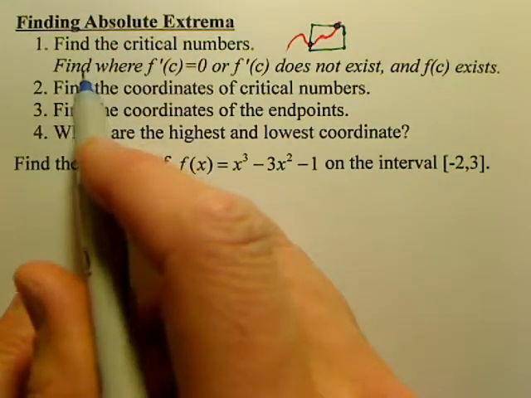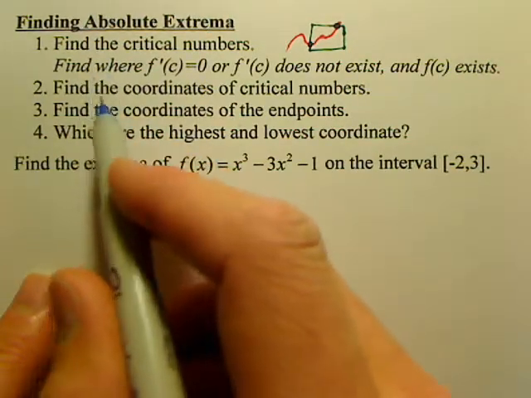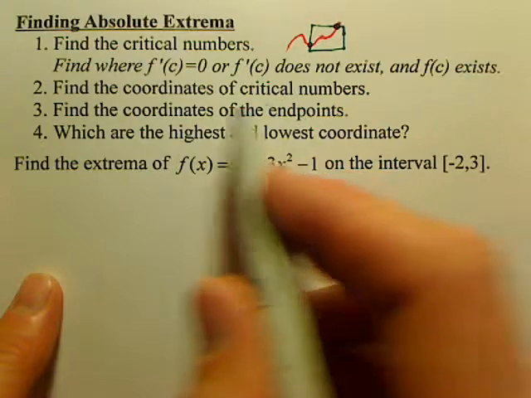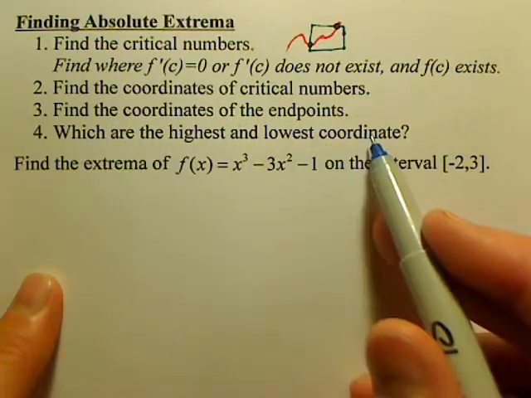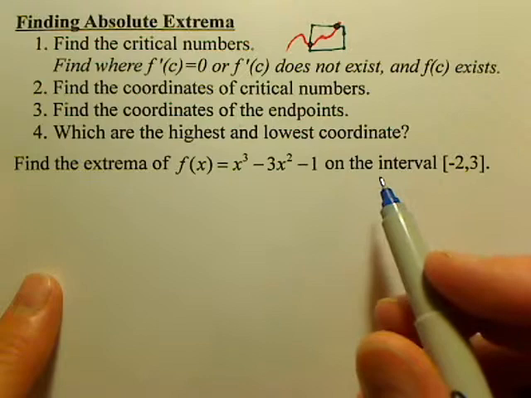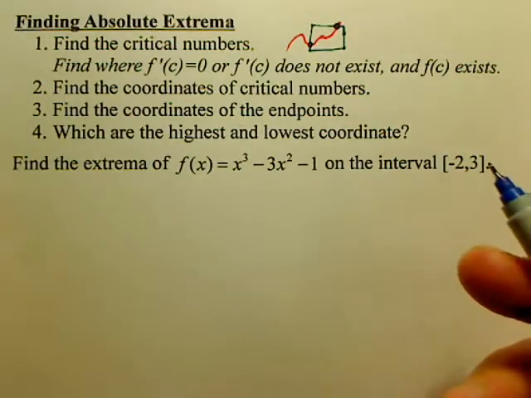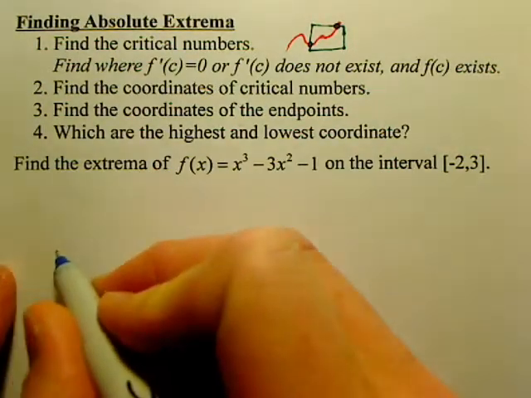Anyways, so first thing we find critical numbers, then we find the coordinates of the critical numbers, then we find the coordinates of the endpoints, and then we see which of those is the highest and lowest. That's the procedure. And we'll talk about after we're done, why does it work? Why does that help? Let's see. So here we go.